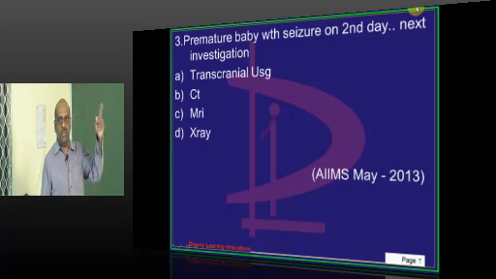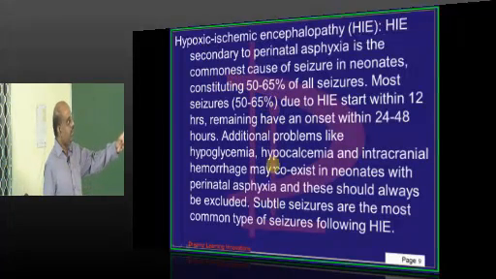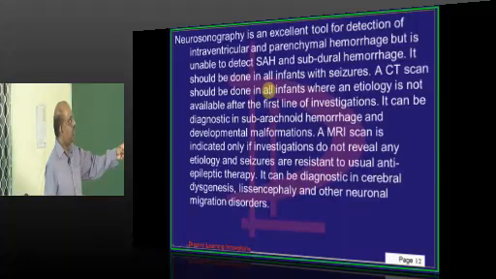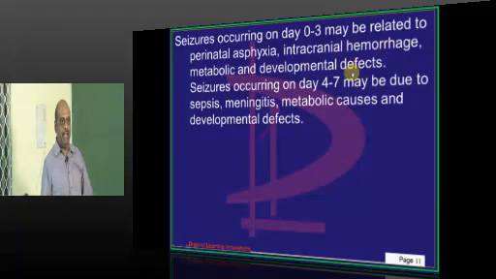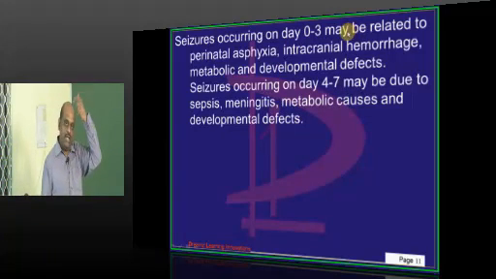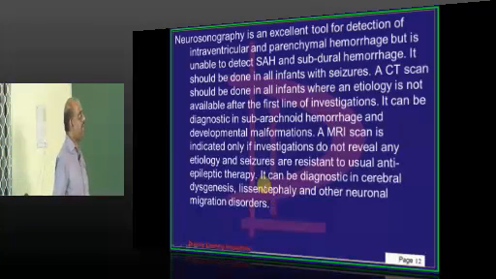Premature baby with seizures on second day. So basically in pediatrics, the answer is transcranial ultrasound. You should know what the causes of seizures at various ages are. So I leave all that literature for you, doctor. 0 to 3 days is due to perinatal asphyxia, intracranial hemorrhage, metabolic and developmental defects. Day 4 to 7 is due to sepsis, meningitis and developmental defects. Hence for 0 to 3 days, transcranial ultrasound is the first line of investigation to identify any intracranial hemorrhage or any structural problem.